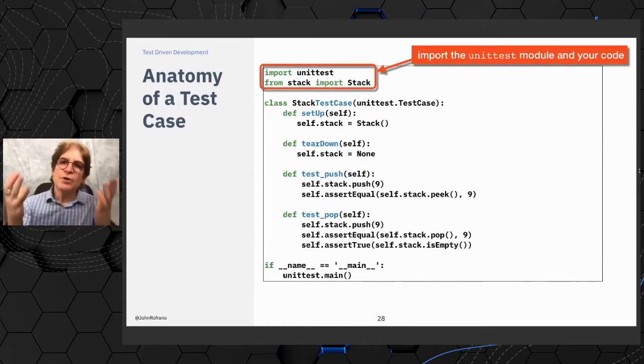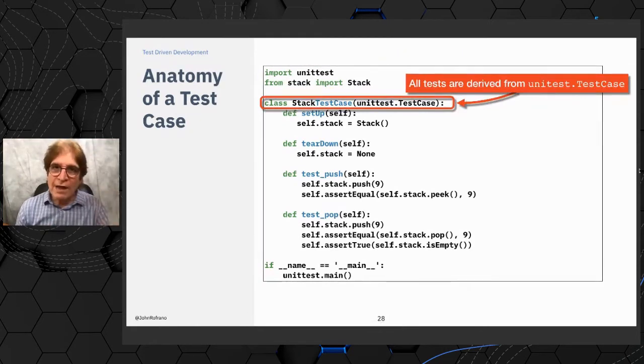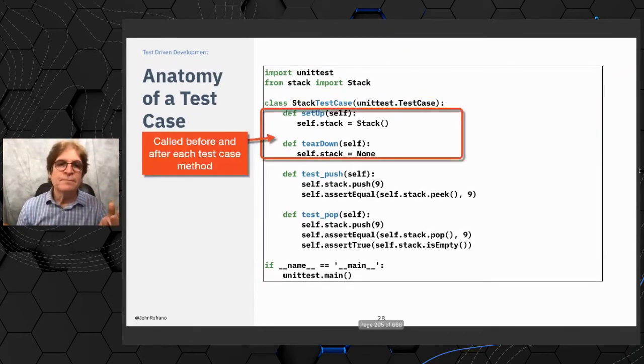I import unittest. I import the thing I want to test, which is my new stack class. And then I derive from unittest's TestCase, and then I set it up, right? So I set up and tear down, which will be run before every test case and after every test case. So I set it up by creating the stack. I tear it down by setting the stack to null. And that gets executed before each and every test case. So I don't have to put that repeatable code in every test case. I put it up there once.